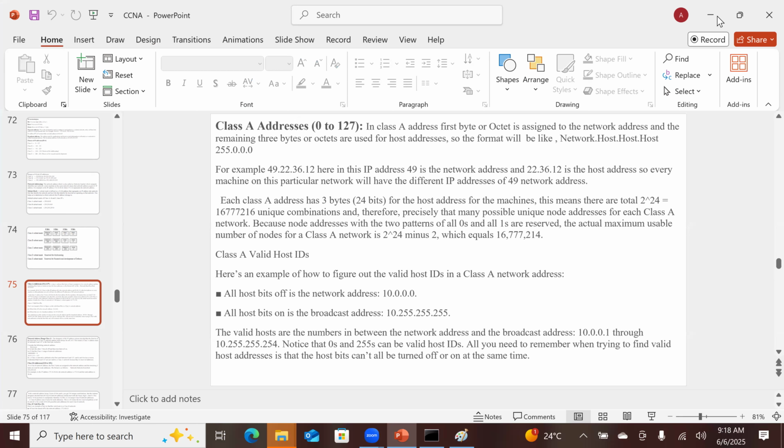You can see the same thing here. For each class A network, the node addresses with the patterns of all zeros and all ones are reserved. And the actual maximum usable number of nodes for a class A network is 2 raised to 24 minus 2, which is nothing but 1,67,77,214. Clear? This is the total number of IP addresses we can get in a single network address.